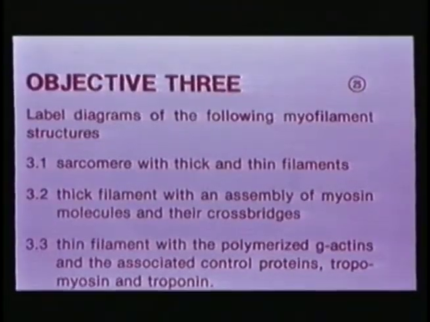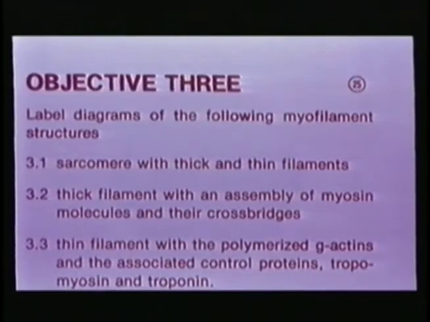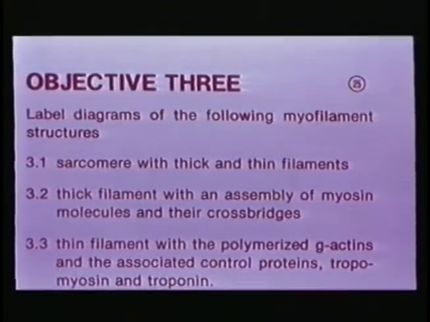Slide 25. After completing this section, you should be able to label diagrams of the following myofilament structures. 1. Sarcomere with thick and thin filaments. 2. Thick filament with an assembly of myosin molecules and their cross bridges. 3. Thin filament with the polymerized G-actins and associated control proteins, tropomyosin and troponin.